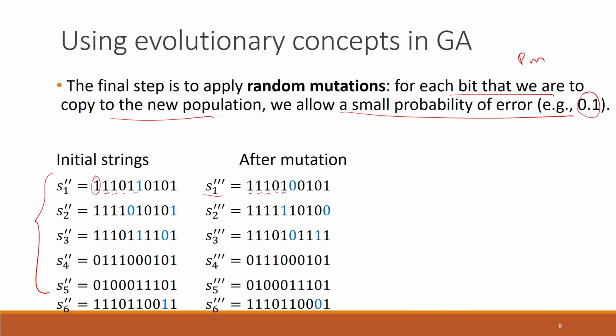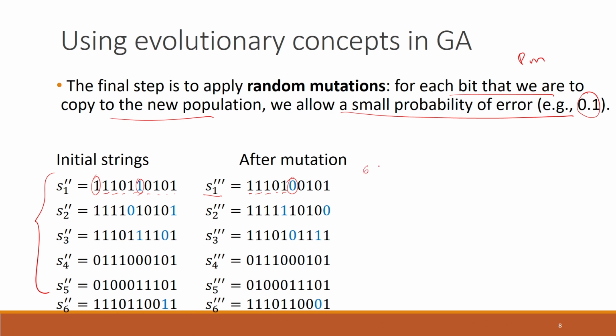Now, for the 6th position, suppose we flip the coin and now we get a head. So, now since 1 is present here, we will make it to 0. And then we will continue flipping the coins for the remaining positions that are here. So, we do this for every position here and for every string.